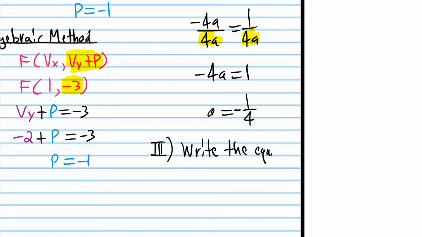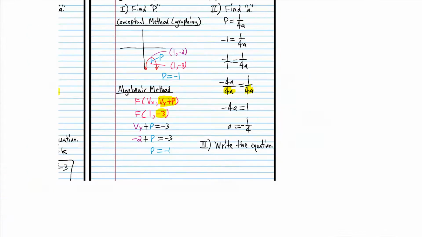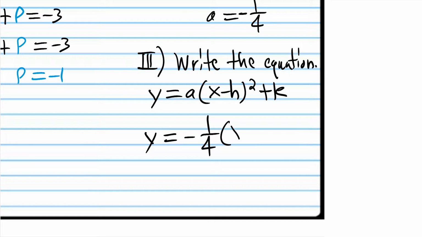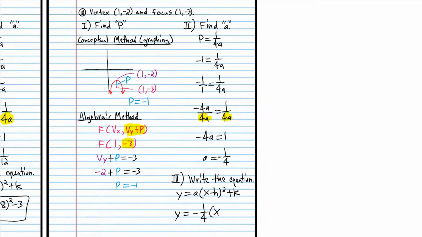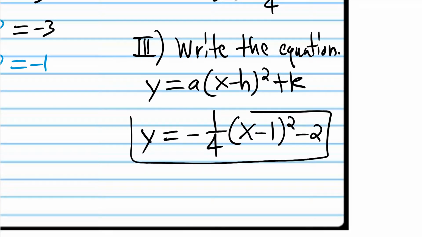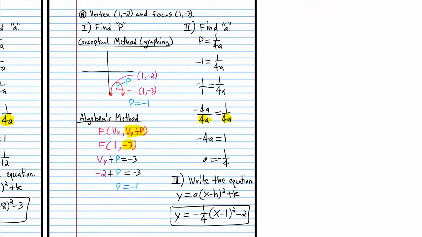So now that we found a, we can write the answer to this problem. The whole point of the problem is to find the equation that has these characteristics, the equation of the parabola. So all we have to do is plug in a and h and k. So a we found is -1/4, and the x value of the vertex is 1, and the y value of the vertex is -2. So if you got that answer, good job.